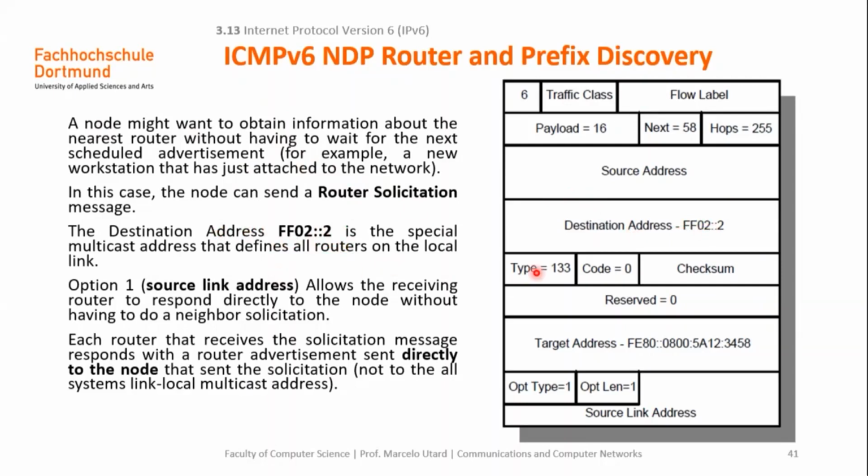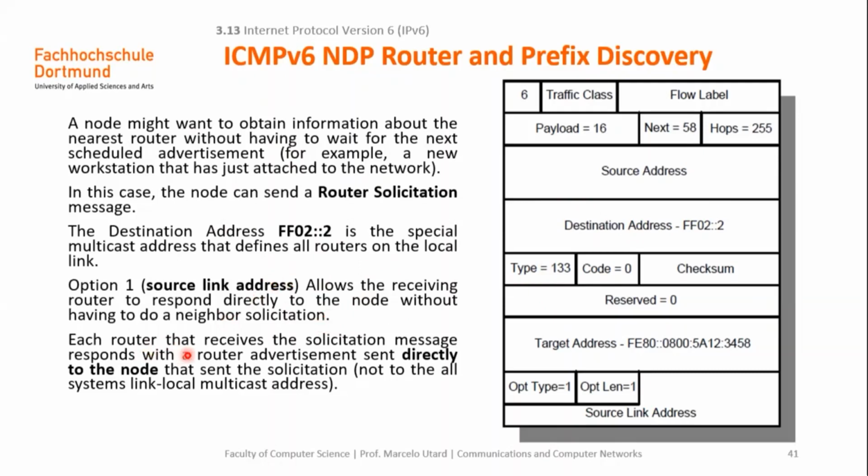The option one of the message is a source link address, which allows the receiving router to respond directly to the node without having to do a neighbor solicitation. It's the same option that is used in other NDP messages.